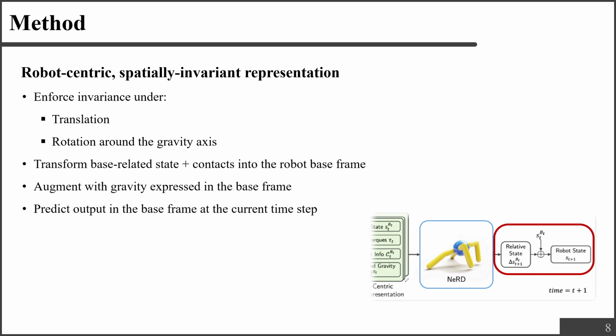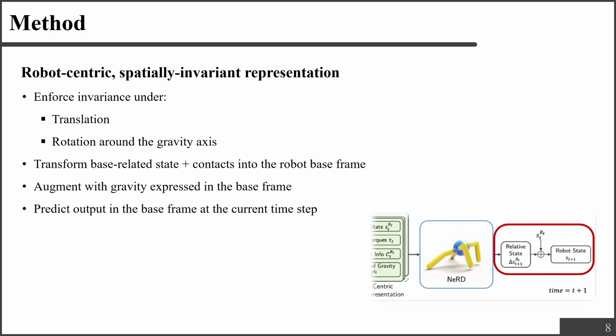Here's the second core idea. They explicitly enforce spatial invariance under translation and rotation around the gravity axis. Practically, they do this by expressing base-related state and contact quantities in the robot base frame. They also include the gravity vector, but expressed in that same base frame. There's one subtle but important choice about the output. They express the predicted state changes in the base frame at the current time step. They do not use the next time step's base frame.